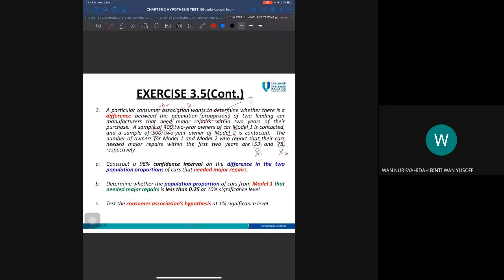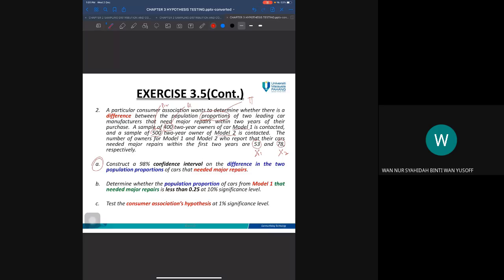Okay, if you have like, who report that their car needed major repairs within the first 2 years are 53% and 78%, then what is it? Proportion. So you will have P1 and P2. Okay. So construct confidence interval. This is chapter 2. You can do it later.